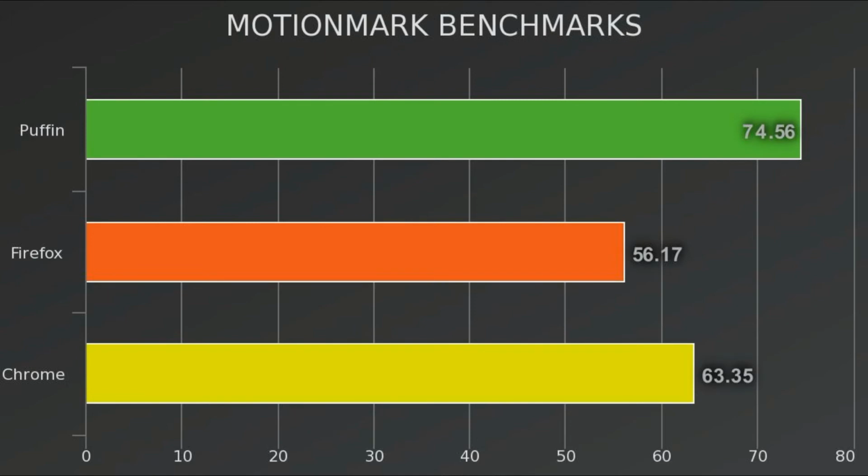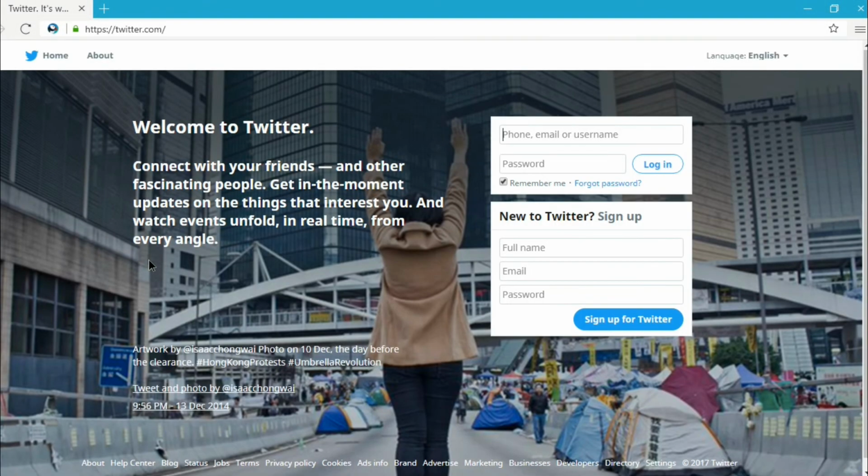In MotionMark, Puffin scored 74.56, Firefox scored 56.16, and Chrome scored 63.35. From this test, it's very clear that Puffin is much faster than any other browser.